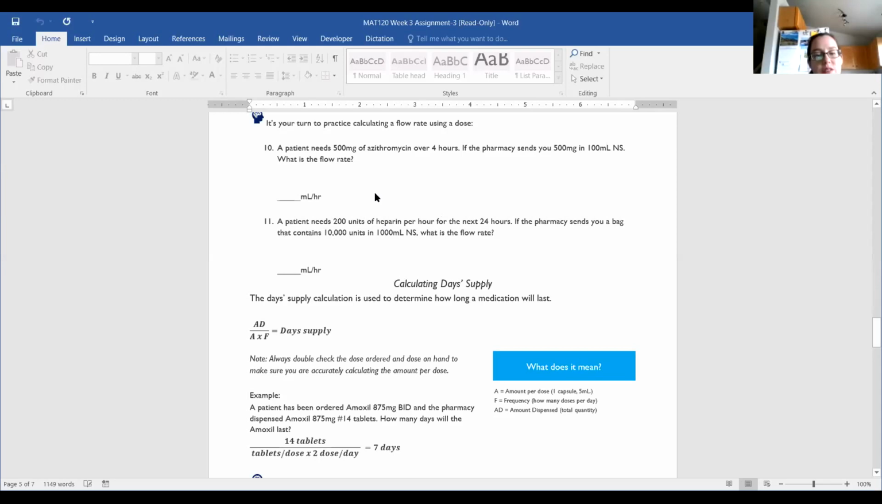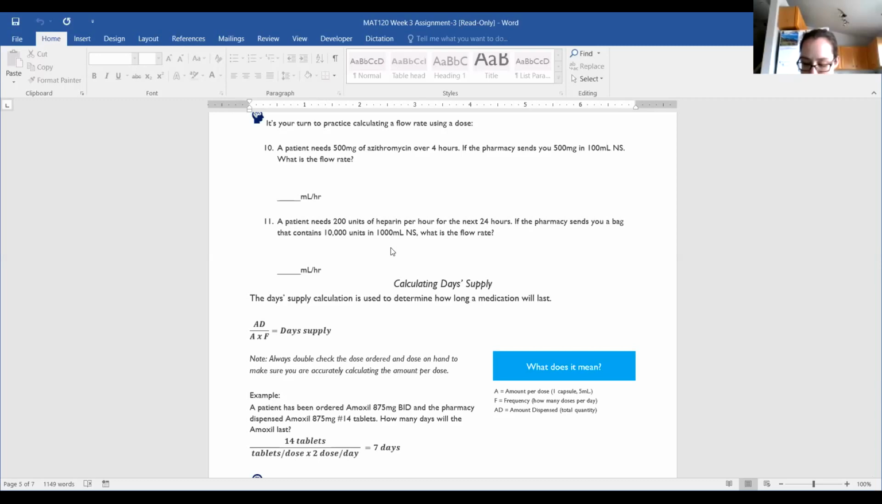So then we do dose ordered over dose on hand times the vehicle. Okay, I was doing one extra step. Now I understand. Yeah, you probably overthink it a bit. So that's going to be 200 units per hour divided by 10,000 units and then multiplied by 1,000. Oh my goodness, I definitely overthought that.